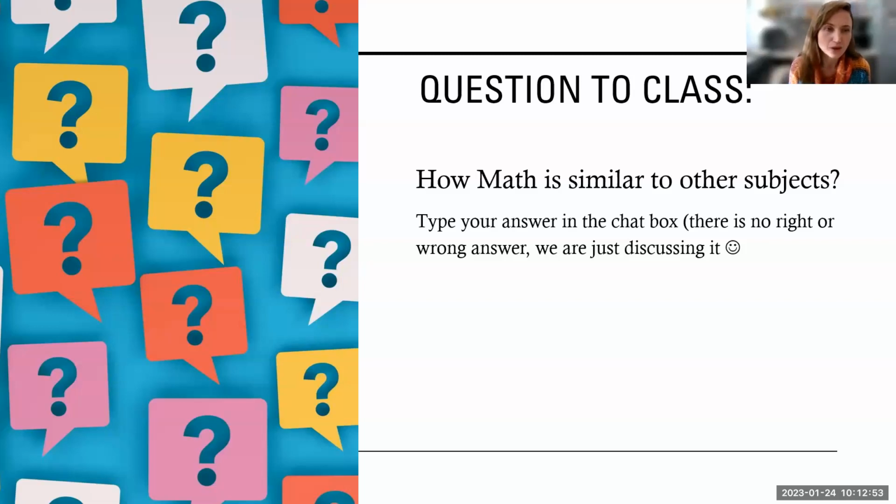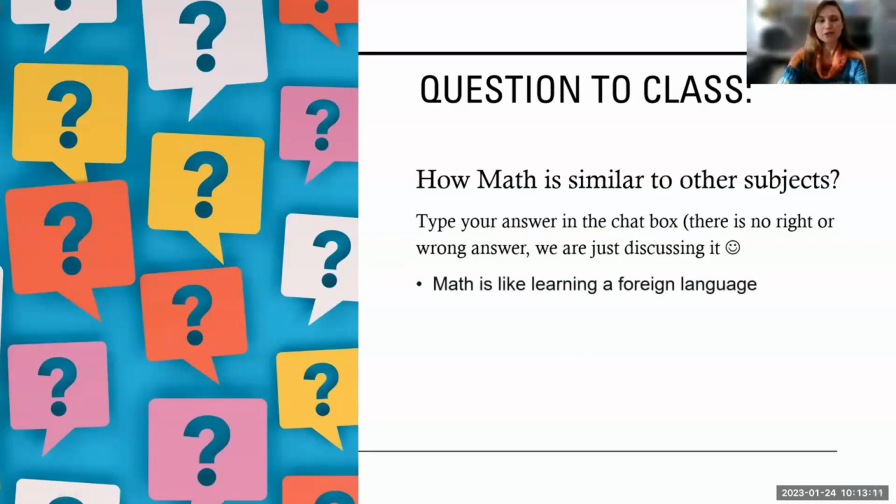It is similar to others because it is a way of thinking. Yes, a lot of subjects teach us how to think and how to analyze things, especially math. I think that also it's similar to foreign language because math can be considered a language. Learning a language and learning math have some similar patterns, and we'll talk more about that.